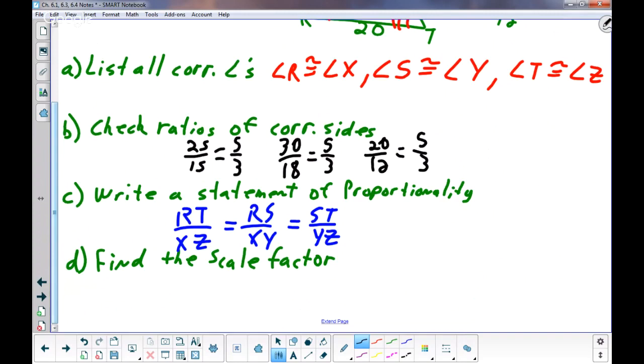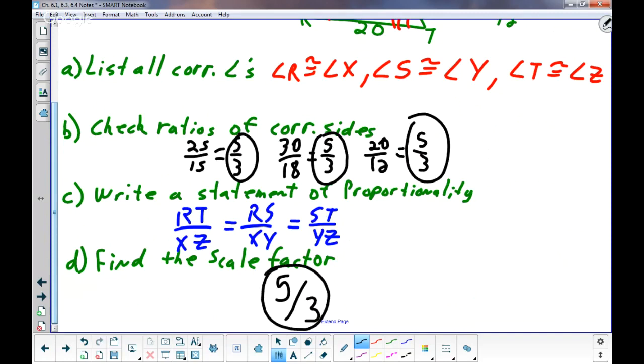Now, scale factor. Well, guys, what do you notice about all three of these ratios? They all reduce to the same amount. Well, guys, that number, that 5 over 3, that's my scale factor. So there's my number. That's my scale factor. And that's going from the first triangle to the second triangle. So the default answer is whatever the first one listed to the second one listed, unless we tell you bigger to small, small to big. So in this case, 5/3.